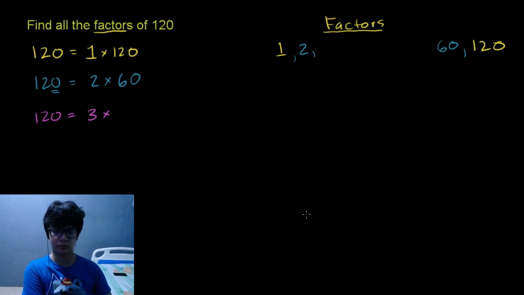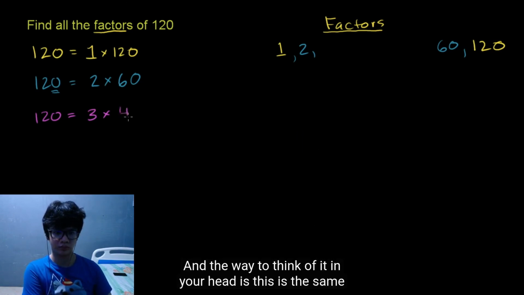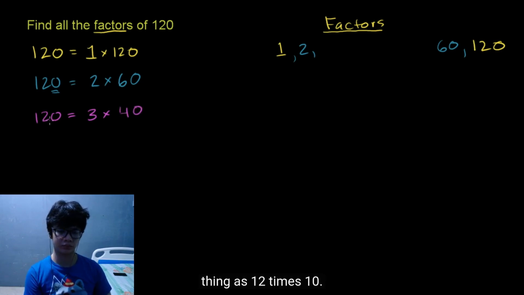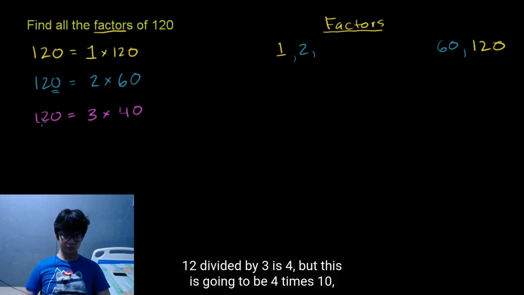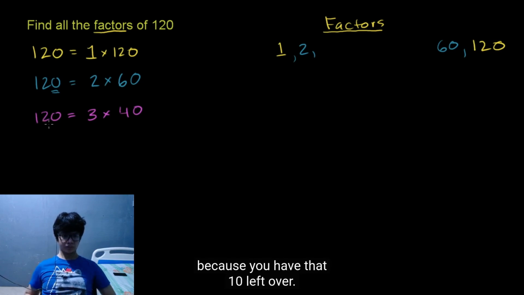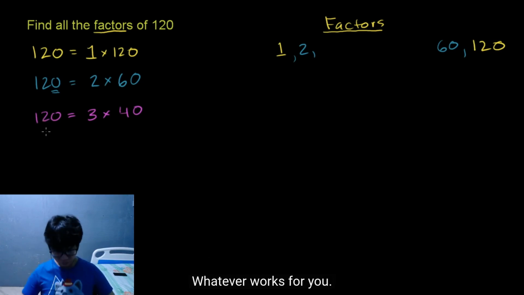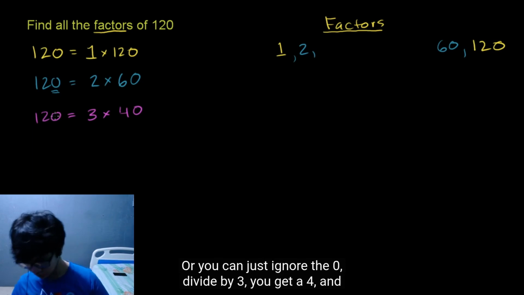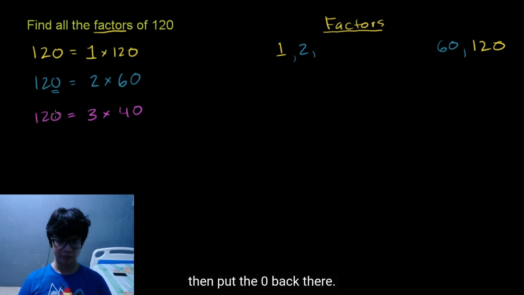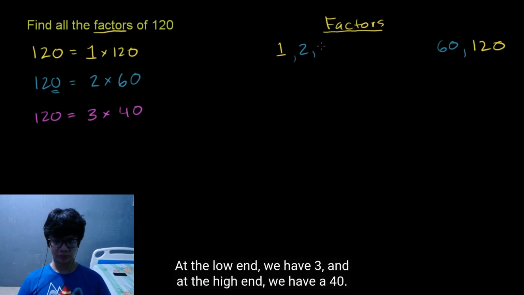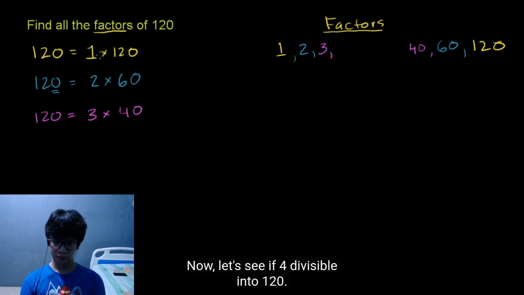And the way to think of it in your head is this is the same thing as 12 times 10. 12 divided by 3 is 4. But this is going to be 4 times 10 because you have that 10 left over. Whatever works for you. Or you could just ignore the 0, divide by 3, you get a 4, and then put the 0 back there. Whatever works. So we have two more factors. At the low end, we have a 3. And at the high end, we have a 40.